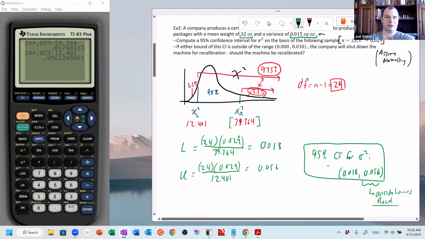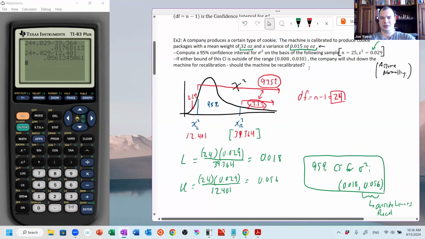we'll choose to shut down the production line, investigate, recalibrate, whatever we need to do to bring the process back under control. We think that something systematic has gone wrong and that this is more than just some sampling error that's leading to this deviation here, this high sample variance that we got from this sample size 25.